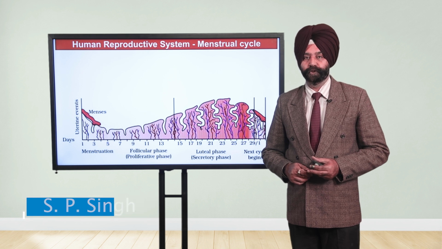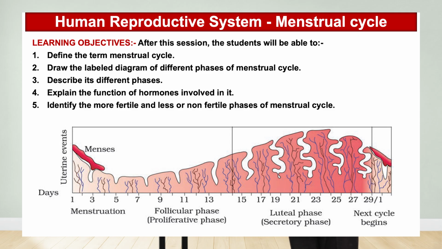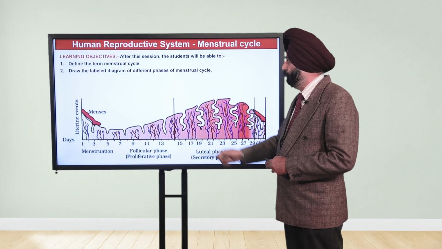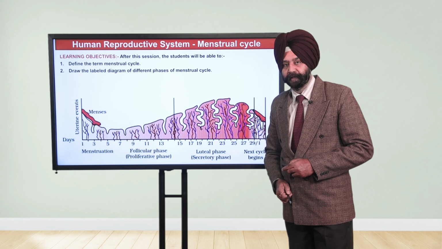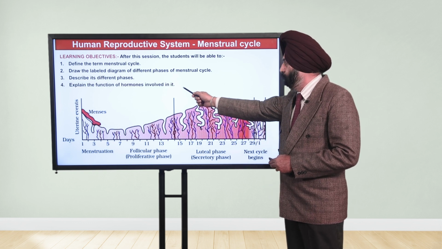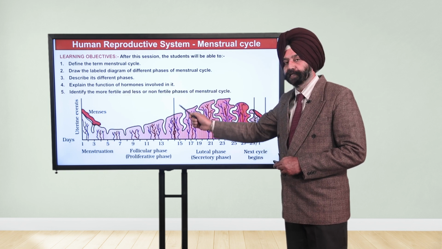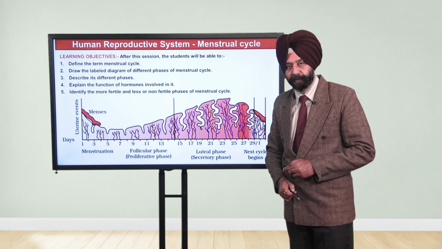This session is for class 12th biology students based on chapter Human Reproduction. This is the third session in the series of 4 sessions and our focus will be on menstrual cycle. The learning objectives. After this session, the students will be able to define the term menstrual cycle, draw the diagram of different phases of menstrual cycle, describe different phases and explain the functions of the hormones involved in it, and finally identify the more fertile and the less fertile phases of the menstrual cycle.